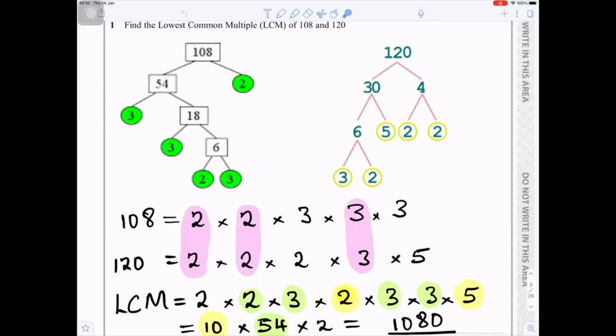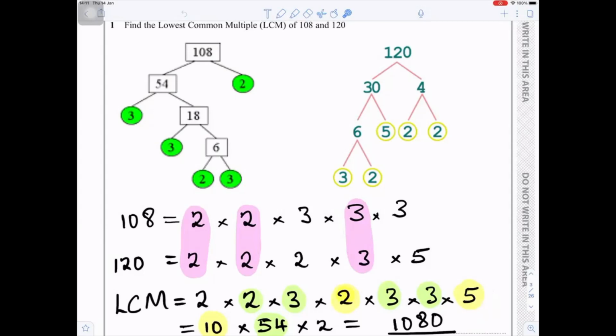Now we look for the prime factors which are found in both lists. 2 is found in both, another 2 and 3. We multiply those ones first. 2 times 2 times 3 will give us the highest common factor, and then we multiply by the rest of the numbers, which are 2, 3, 3, and 5. So it would give you 1080.